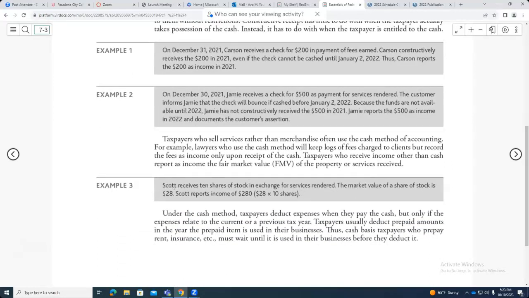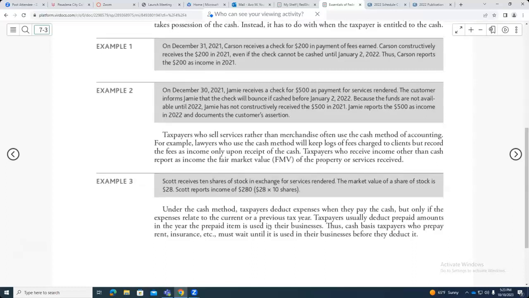And one more example, Scott receives 10 shares of stock in exchange for services rendered. The market value of a share of stock is $28. Scott reports income of $280. So fair market value is the best way to recognize the revenue that you earned by receiving the cash or something like stock.